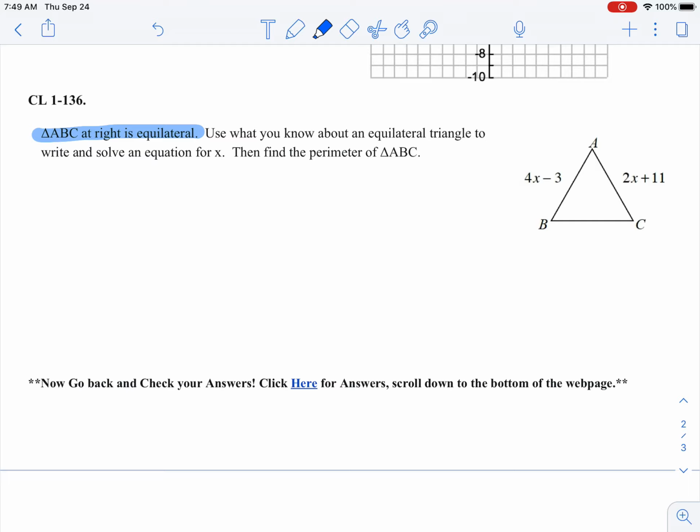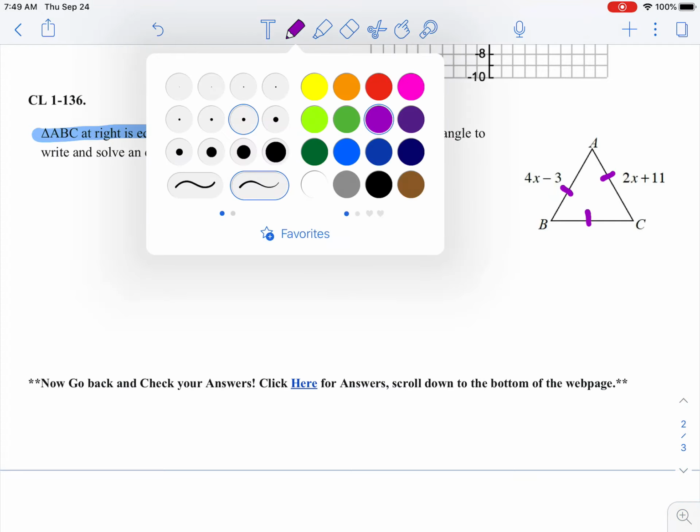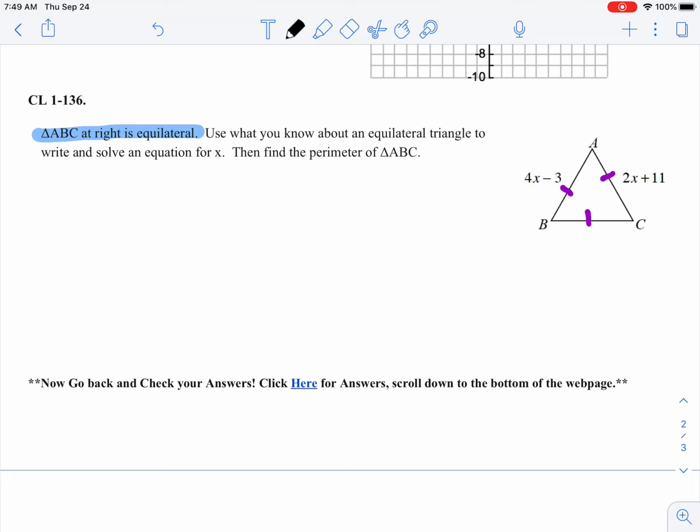If the triangle is equilateral, it's good to ask yourself what that keyword means. Equilateral means that all of the side lengths are equal lengths. So I'm going to put a little tick mark here to show myself visually that all of those sides have to be the same length. That means we can say BC is also 4x minus 3, or we could say BC is 2x plus 11. It doesn't really matter because they're all equal to each other.